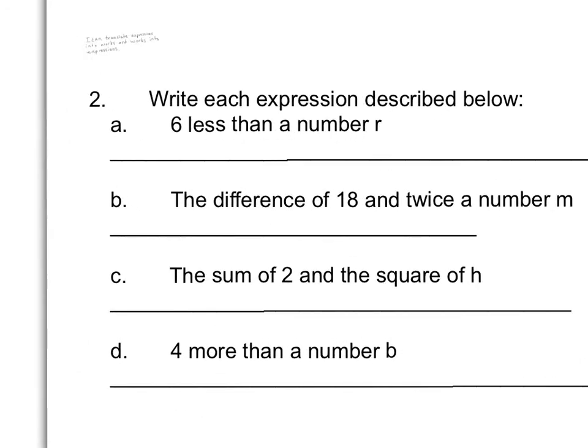And it says, write each expression described below, 6 less than a number R. And all you need to do is take what you see, take what you hear when you read it aloud and put it into an expression. So 6 less than a number R. I think, okay, a number R. This phrase indicates a variable. So I have R. R is a value. I don't know what it is, but my expression needs to be 6 less than this. So I'm going to take 6 away.